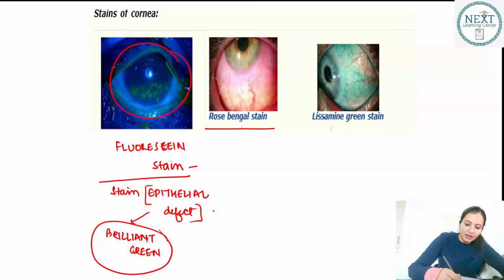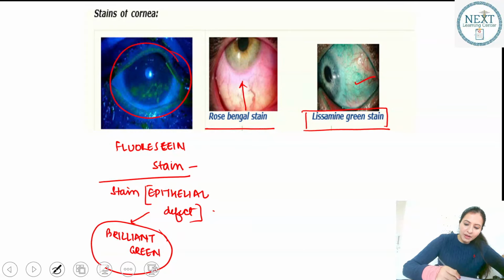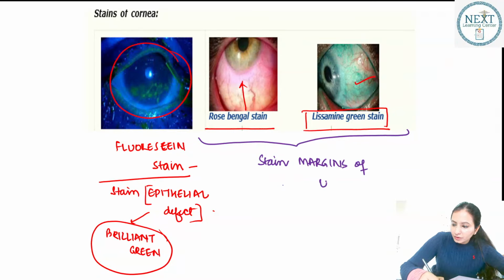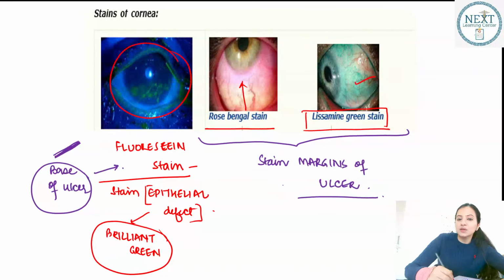Now this is what you call the rose bengal stain. This is your lissamine green stain. Very important are this rose bengal and lissamine green stain. What will they stain? They will stain the margins of the ulcer. So, can I say that the epithelial defect or the base of the ulcer will be stained by your fluorescein dye, and the margins of the ulcer will be stained by your rose bengal and lissamine green. Done. This is a very important PYQ.